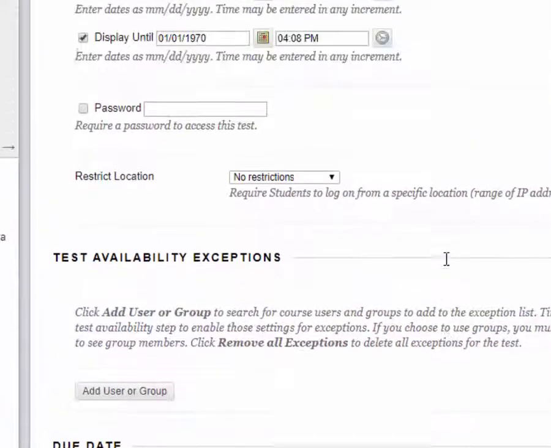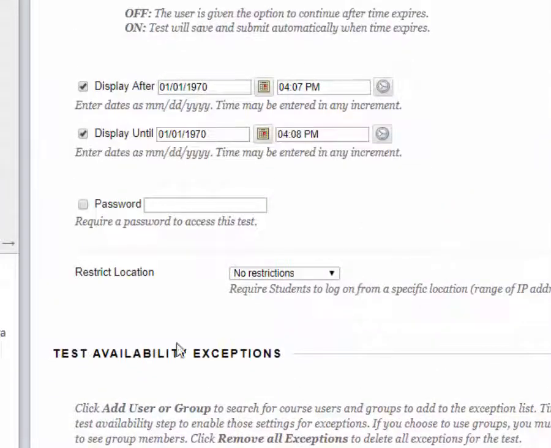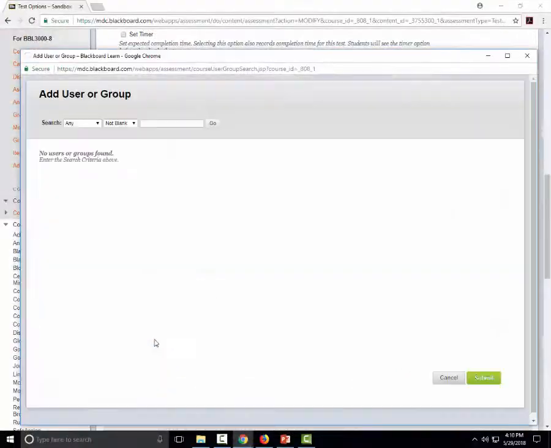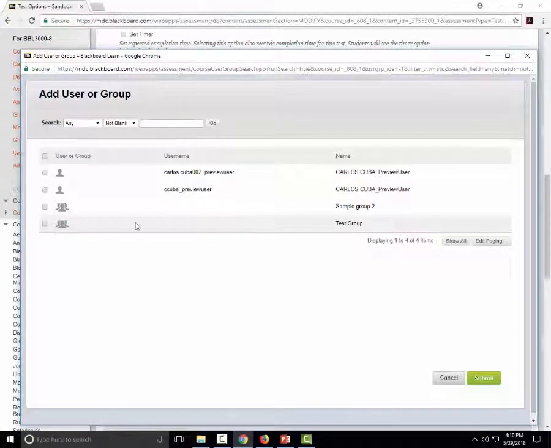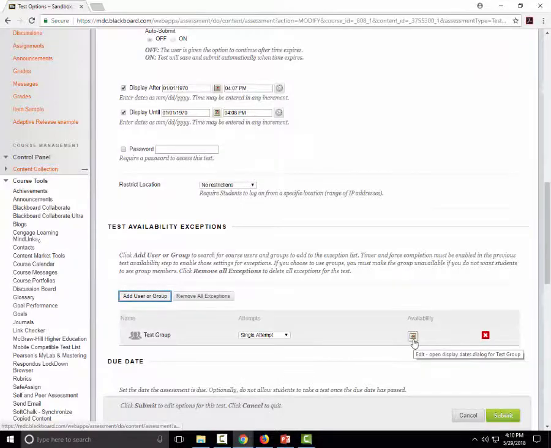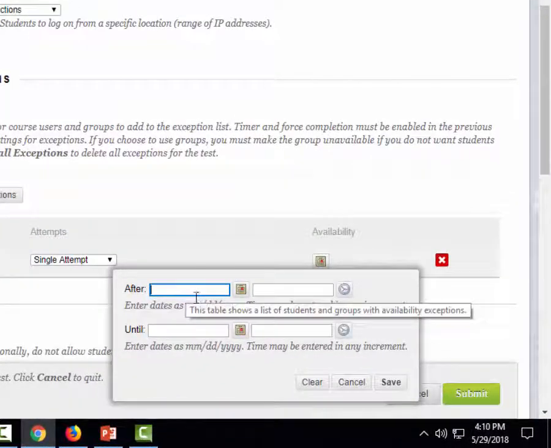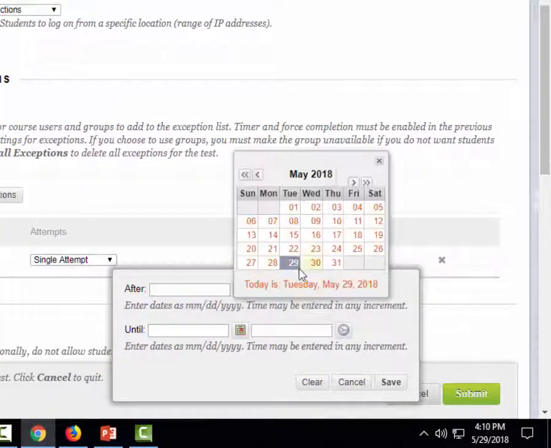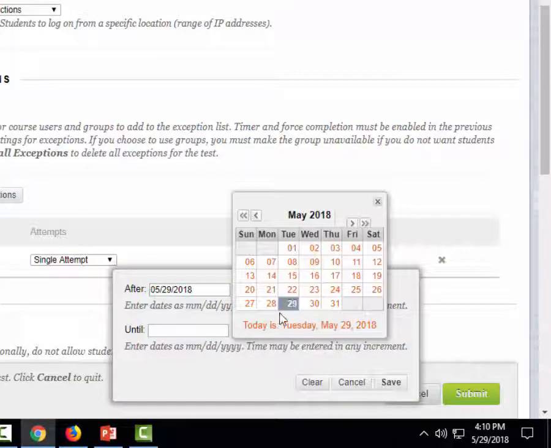And now we're going to take advantage of the test availability exceptions by adding a group. And when you have your groups, let's assume this one. This is now the time where we want to assign the exam. Assume a present date.